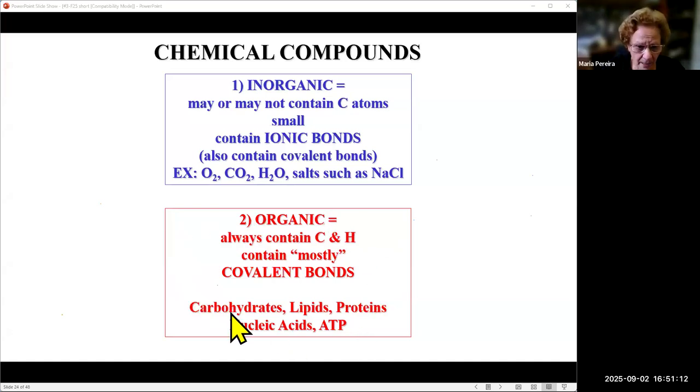Now, organic compounds, they're the opposite. They always contain carbon and hydrogen. So they contain mostly covalent bonds. So you immediately can see that inorganic compounds are not rich in energy because they don't contain covalent bonds. However, organic compounds that have covalent bonds, they have high energy content. And examples of organic compounds are carbohydrates, like glucose, sugar, lipids like fats, proteins, nucleic acids such as DNA, RNA, and ATP.